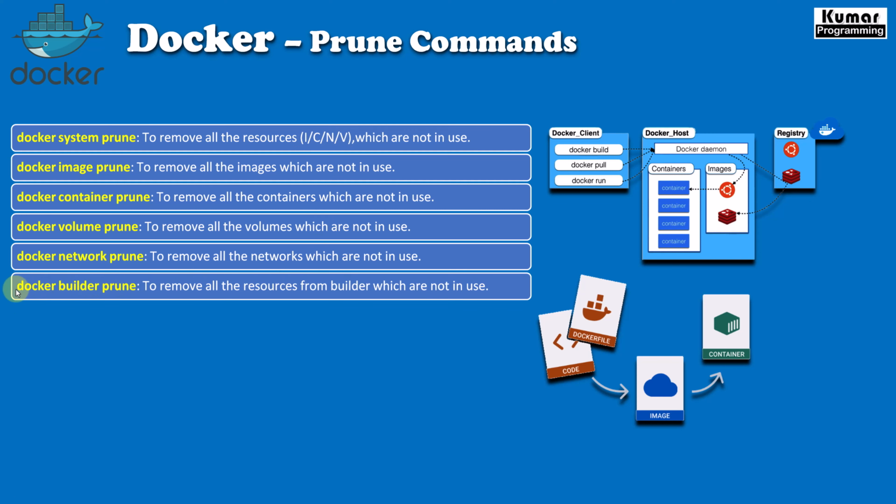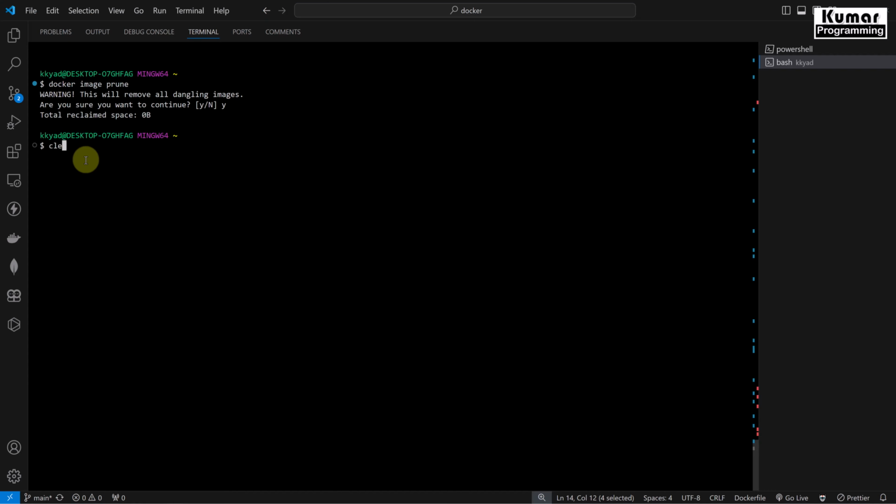The very next command is docker builder prune. Docker builder prune basically removes all the resources from the builder which are not in use. Okay, and friends, now I'm going to show you how you can stop all the containers in a single command and how we can remove all those containers. Now let's see that.